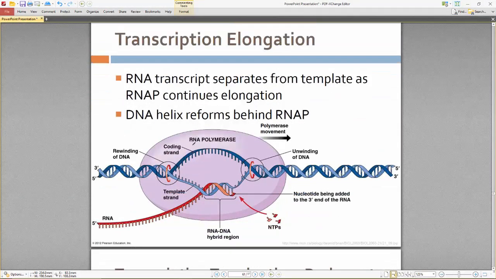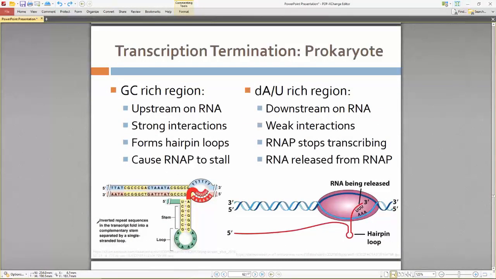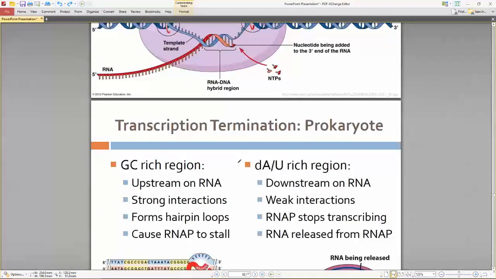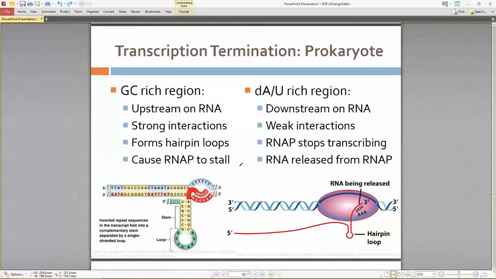So as RNAP continues along the DNA, the RNA transcript separates from the template as RNAP continues the elongation process. And the DNA helix reforms behind RNAP. So if you can see here, it's reforming over here, unwinding over here, and the transcript is separating. Let's say that RNAP gets to the end of the gene. What happens then? How is transcription terminated?